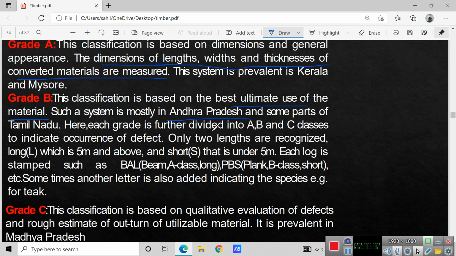Here each grade is further divided into A, B and C classes to indicate occurrence of defects. Only two lengths are recognized: long L, which is 5 meter and above, and short S, that is under 5 meter. Each log is stamped such as BAL, which means beam A class long, PBS meaning plank B class short, etc. Sometimes another letter is also added indicating the species, for example for teak.